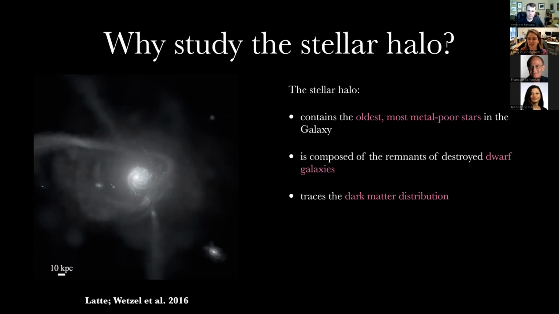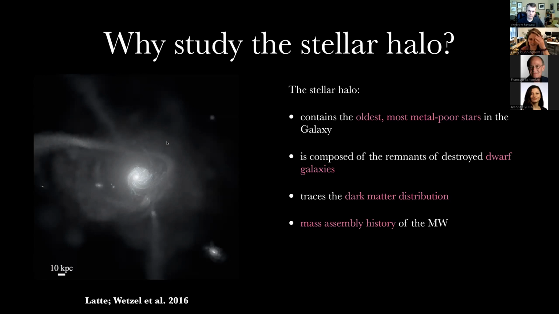In addition, we can use halo stars to trace the dark matter distribution of our galaxy and use them as dynamical tracers to study the mass distribution, in particular of the dark matter, which of course we can't see directly, and also the mass assembly history of the Milky Way, because we can see the remnants of many of these systems that have contributed to the buildup of the halo.